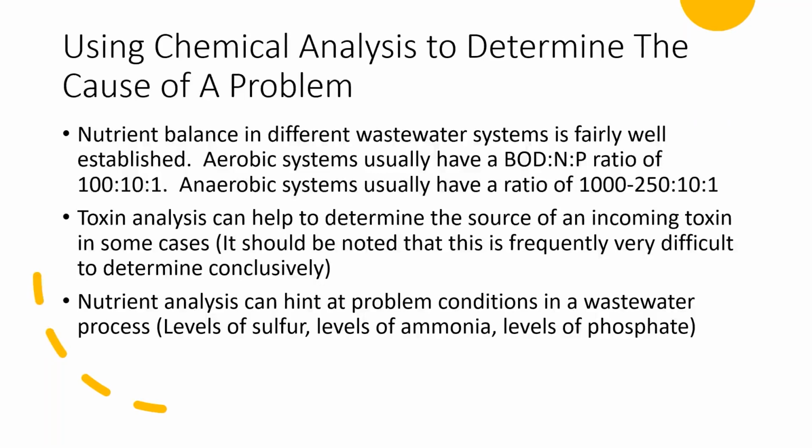We already talked about toxin analysis quite a bit. And you can also look at things like sulfur levels, ammonia levels, that kind of thing to get a sense for issues. Like if you have really high sulfur, your plant might be more likely to experience problems related to sulfur reduction or hydrogen sulfide than some of these other problems. So it gives you a wide range of things you can keep an eye out for.